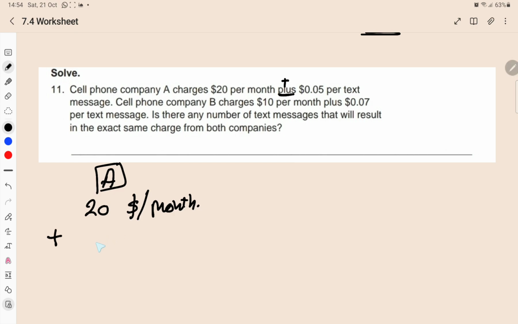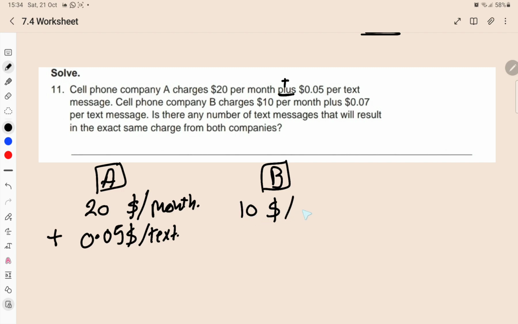$0.05 per text, or we can say 5 cents per text. So here is plus 5 cents per text. This is per text message. Cell phone company B, so we have another company. It charges $10. It is $10 per month.